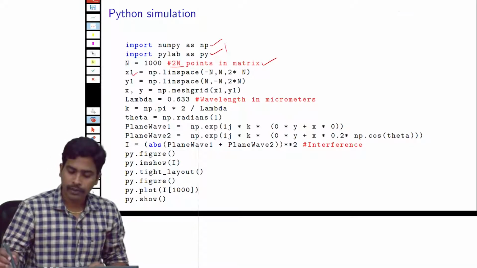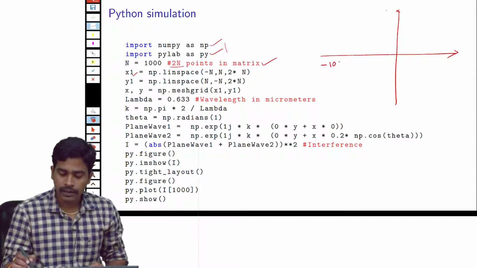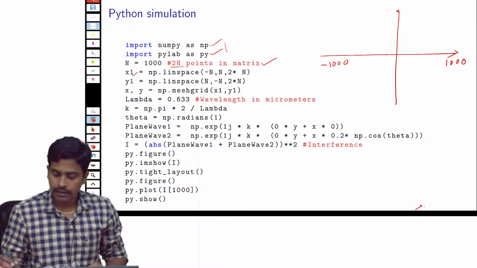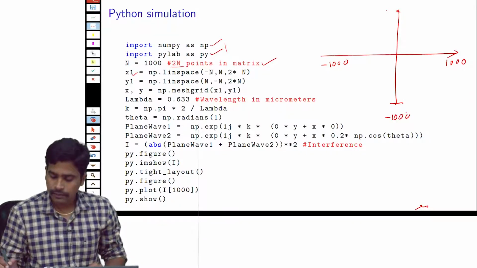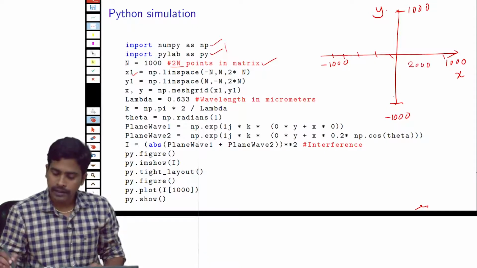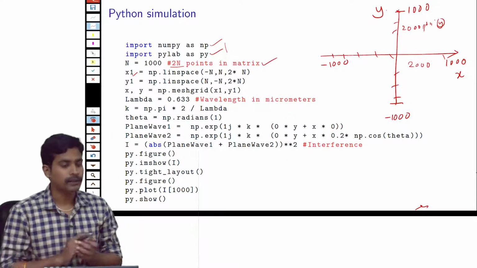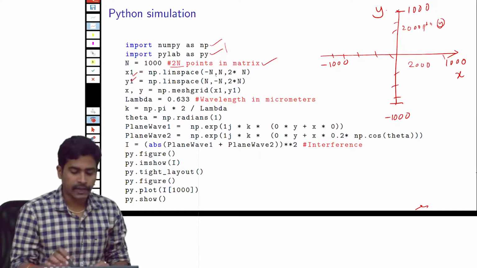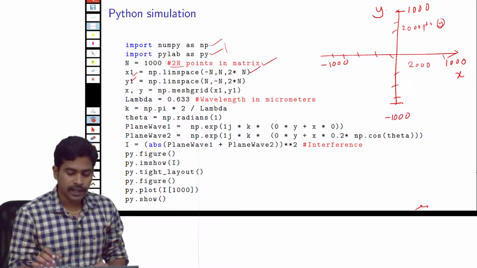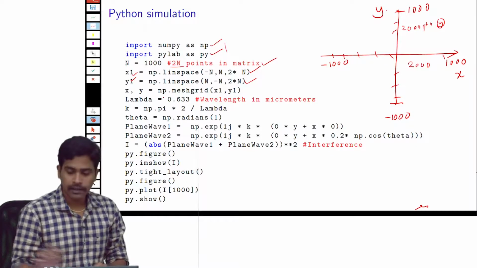So, in this simulation, what I am doing is creating a mesh grid with x coordinates varying from minus 1000 to 1000, and in the y direction from minus 1000 to 1000. This is the x axis and this is the y axis. Between these two points along x I am sampling 2000 points, and similarly I am sampling 2000 points on the y axis. That is why I have x1 varying from minus 1000 to 1000 with 2000 points, and similarly for y1.